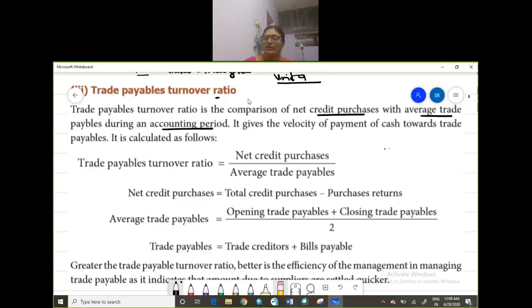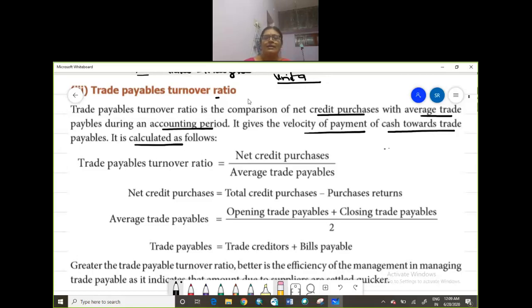So you have to pay your creditors, right? You'll have some credit terms, maybe 15 days credit, 20 days credit, 1 month credit, 2 months credit. So you should calculate the speed at which you are paying cash to your creditors, isn't it? For that only you calculate the trade payable turnover ratio. So it gives the velocity of payment of cash towards the trade payables.